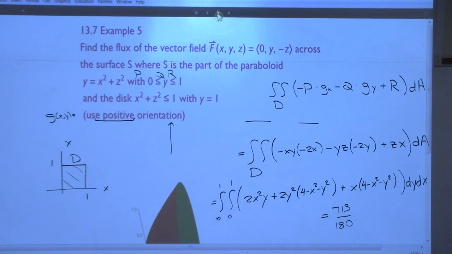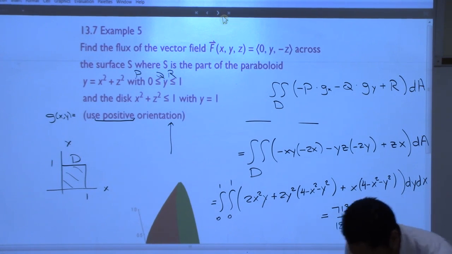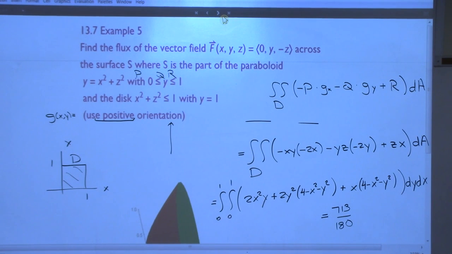Just so you know, these two problems, example 5 and example 6, are actually out of your homework. They are problems 27 and 31, I believe. Yeah, I think that's 27 and 31.